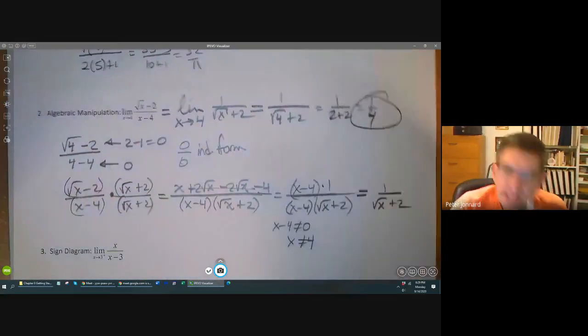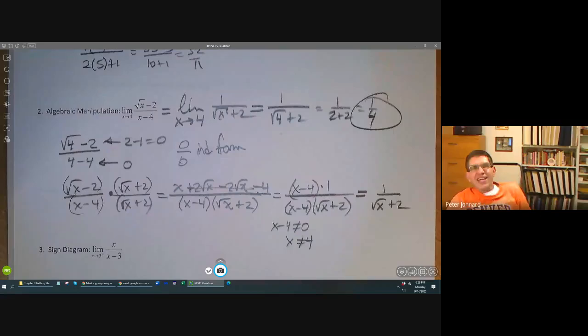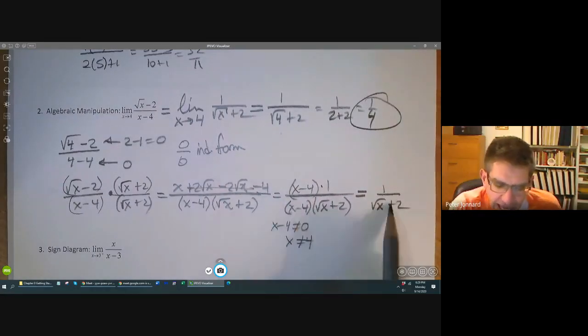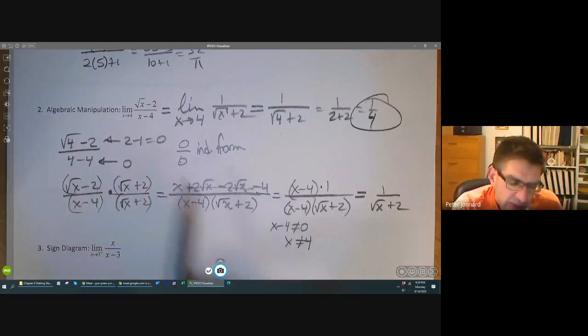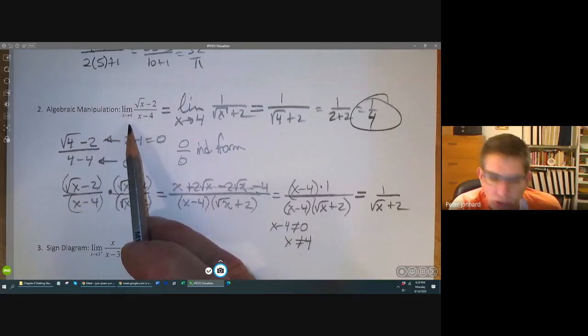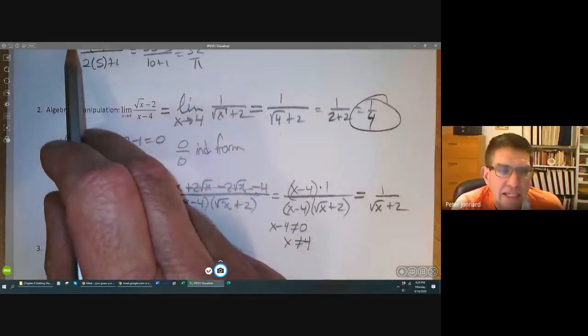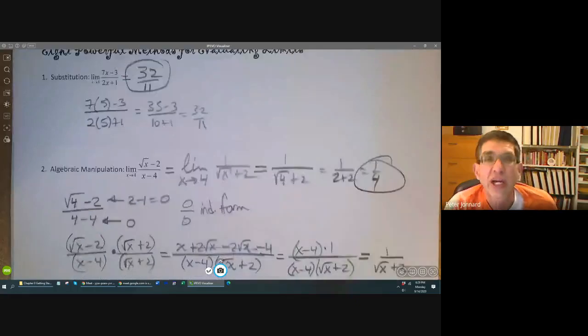Okay, and so there's my limit. I've justified my work. It's really kind of sneaky, because here we said this will be equal to that as long as x doesn't equal 4. And then we said, well, x isn't equal to 4, it's really close to 4. So we used this idea, substitution, to evaluate this limit, and we got away with it.